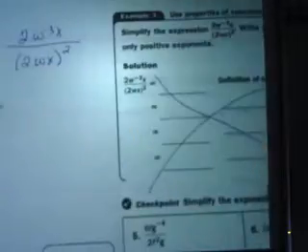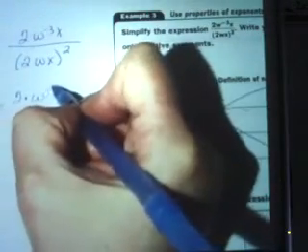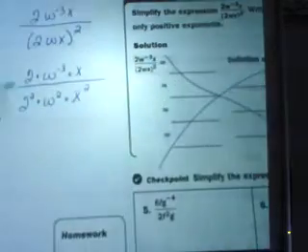Okay, let's look at the numerator. So far in the numerator, I have 2 times w to the negative third times x. Denominator, I have a power that I have to distribute to each factor. So I'm going to have 2 squared times w squared times x squared. Simplify from there, I'm going to have 2 over 4 w to the negative 3 times x, and the numerator is going to stay the same.